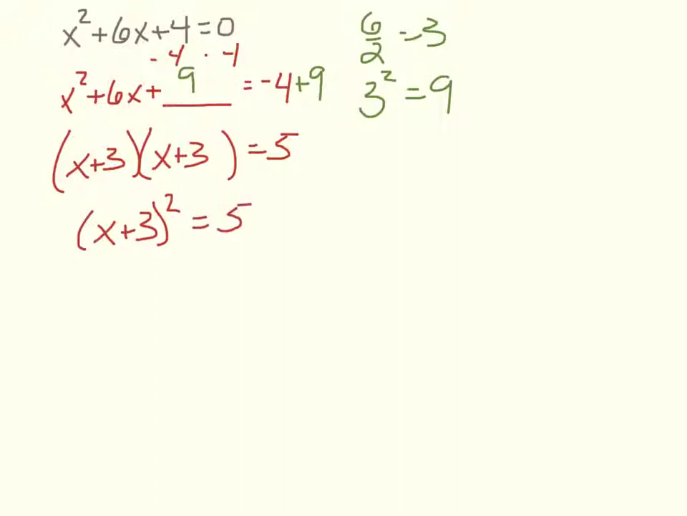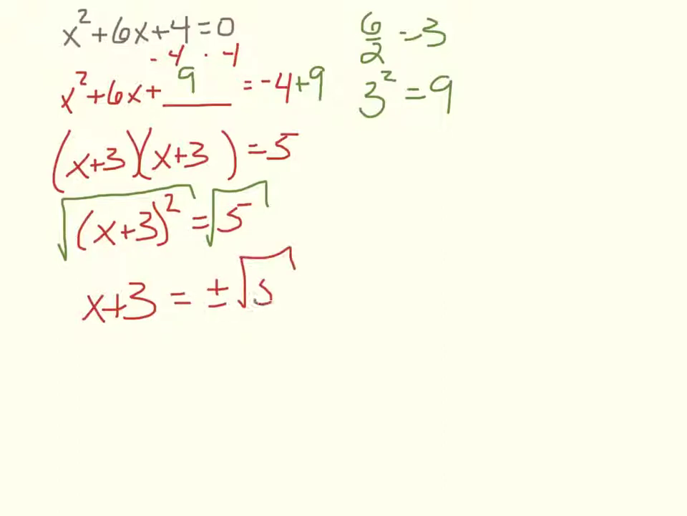And then we're going to just take the square root of both of the sides. And this is where our two answers are going to come from. On the left, we're left with x plus 3. And on the right-hand side, we're going to get a positive and a negative square root of 5. Okay, now we're almost done. We're just going to subtract 3 from both sides. And we're left with x equaling -3 plus or minus the square root of 5.